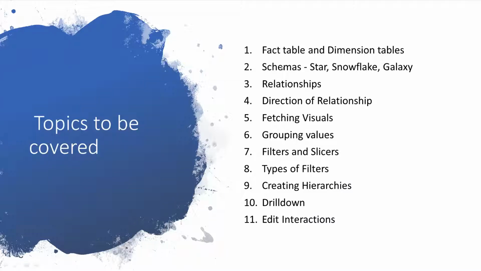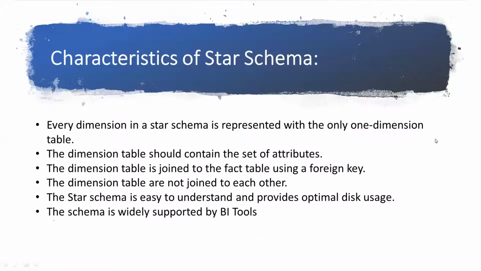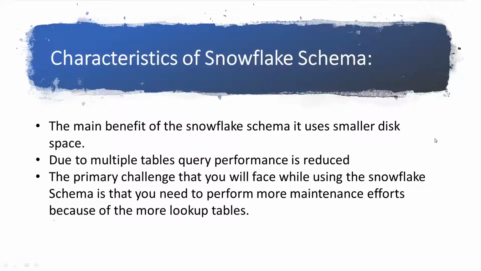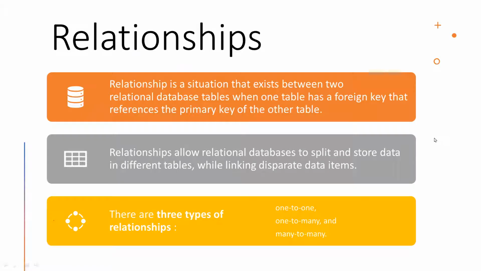So this is our PPT of topics from the previous session, which lists all the topics that we would be covering. The first two topics, fact table, dimension tables, and schemas and types of schemas, we have already covered in the last session. We are already done with schemas, star schema, their characteristics, the snowflake schema, characteristics of snowflake schema, galaxy schema, and today our session is relationships.